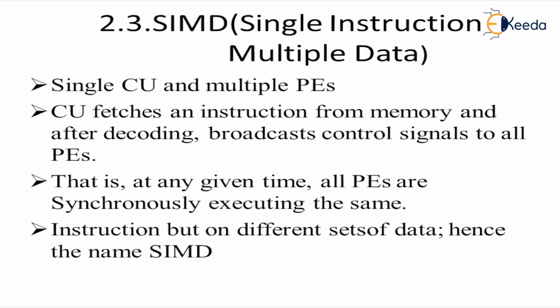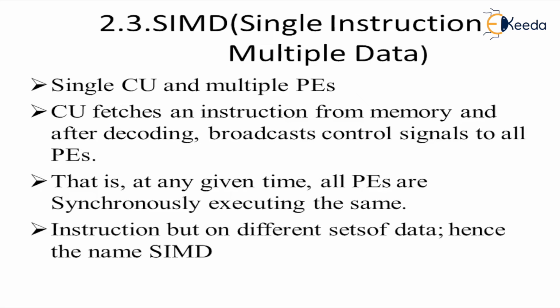Single instruction multiple data is a class of parallel computers. In Flynn's taxonomy, it describes computers with multiple processing elements that perform the same operation on multiple data points simultaneously. So the same operation is performed on multiple data points simultaneously. So a single control unit has multiple portable equipments.